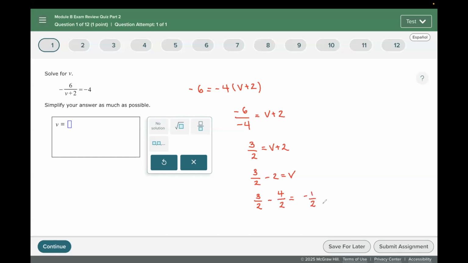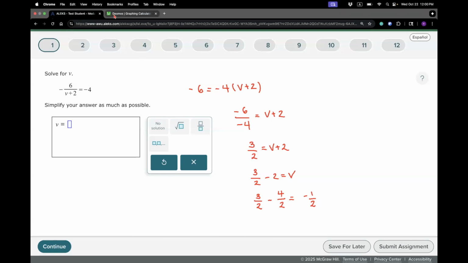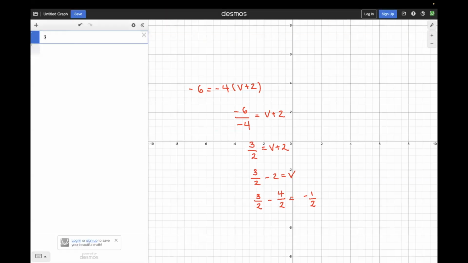Very good. One way that we can check this is we can just go to Desmos, and maybe one thing I'll show you first is let's do 3 over 2 minus 2. So if we go here, 3 over 2 minus 2, and that's -1/2. You can also click this button here and it'll write it as -1/2 for you.